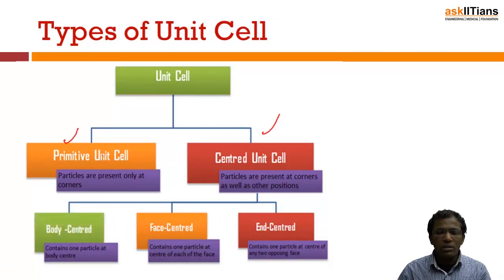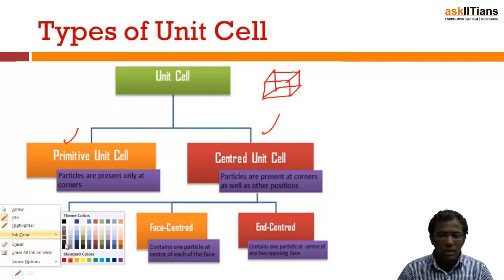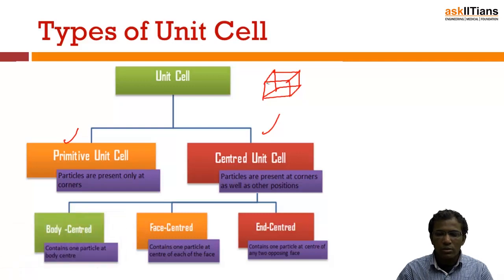So the primitive unit cell contains the particles only at the corners, right? It contains particles only at the corners. So if I take a cube, so let's suppose this is a cube. This is a cube. So the primitive unit cell contains the particles only at the corners. So it has 8 corners. So particles are only present at 8 corners.